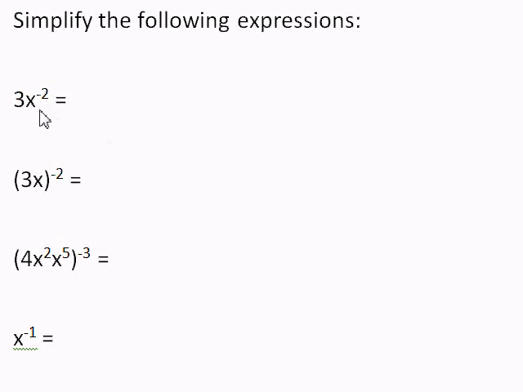Let's take a look at that first example. 3 times x to the negative 2. In order to simplify the expression, we take the reciprocal of the base, which is our x. Notice 3 is not part of the base. 3 in this case is a coefficient of x to the negative 2. So we're going to take this reciprocal of x. We get 3 times 1 over x squared.